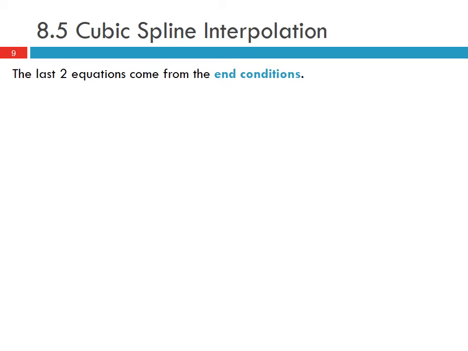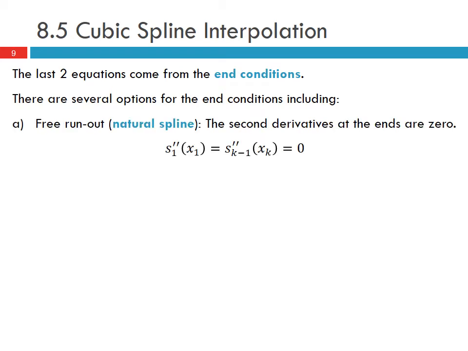The last 2 equations come from the end conditions, and there are several options for the end conditions. One of the common methods is called a free runout, which also gives us what we call a natural spline. This is where we set the second derivatives at the ends to be 0. So the second derivative of S_1 at x_1 is equal to the second derivative of S_{k-1} at x_k, which are both equal to 0.